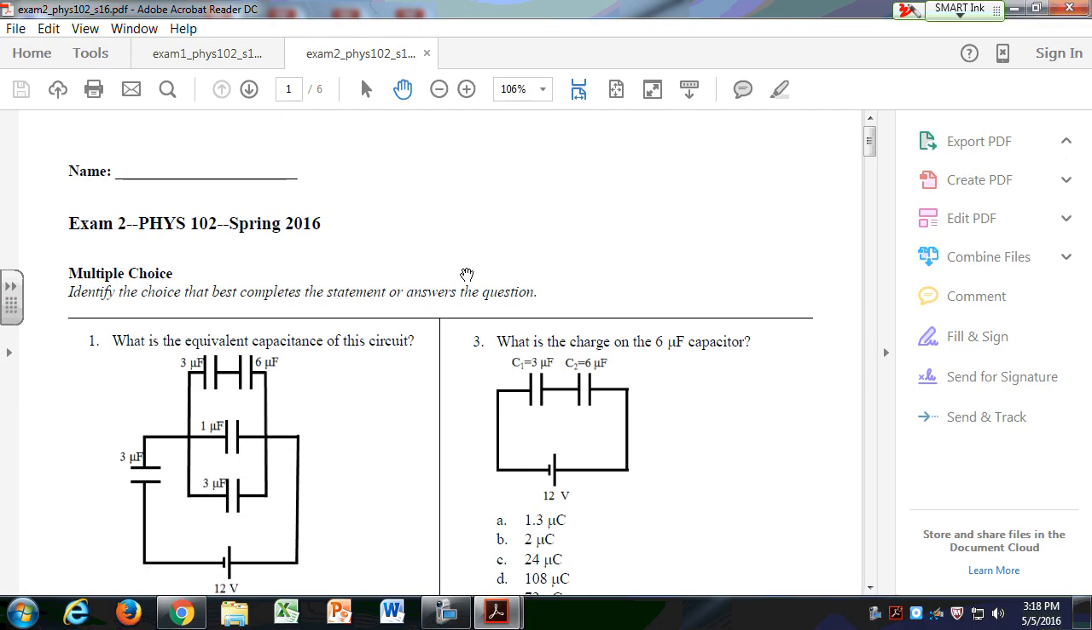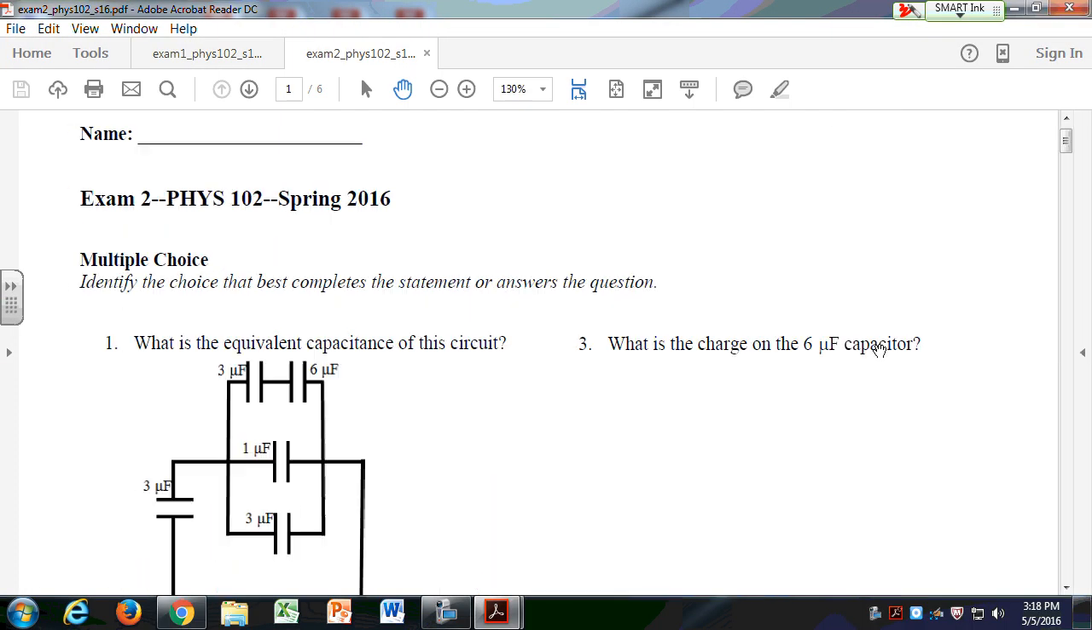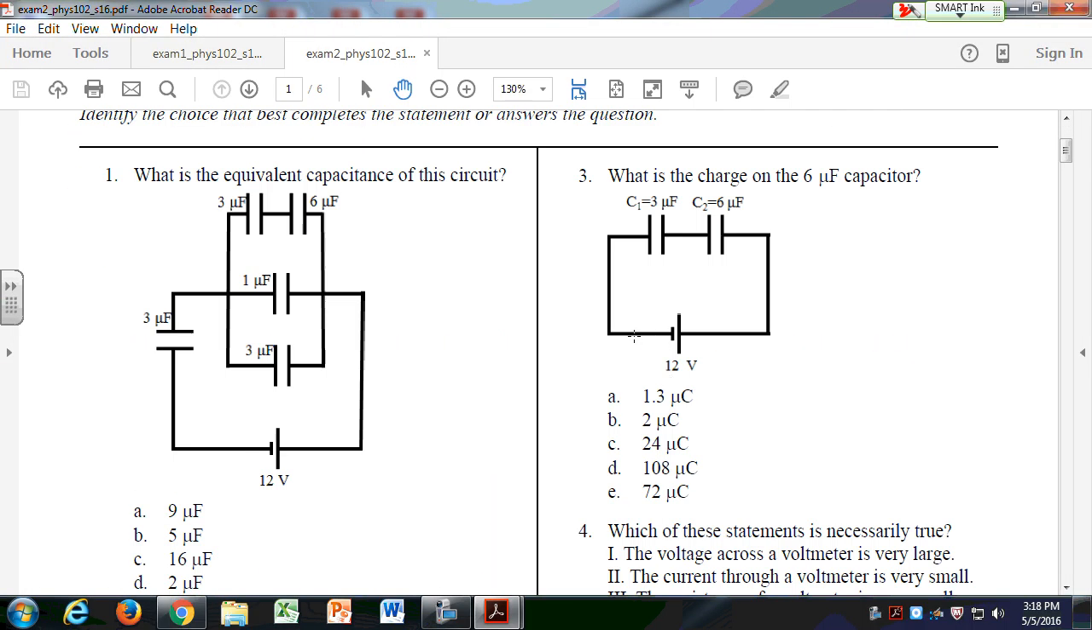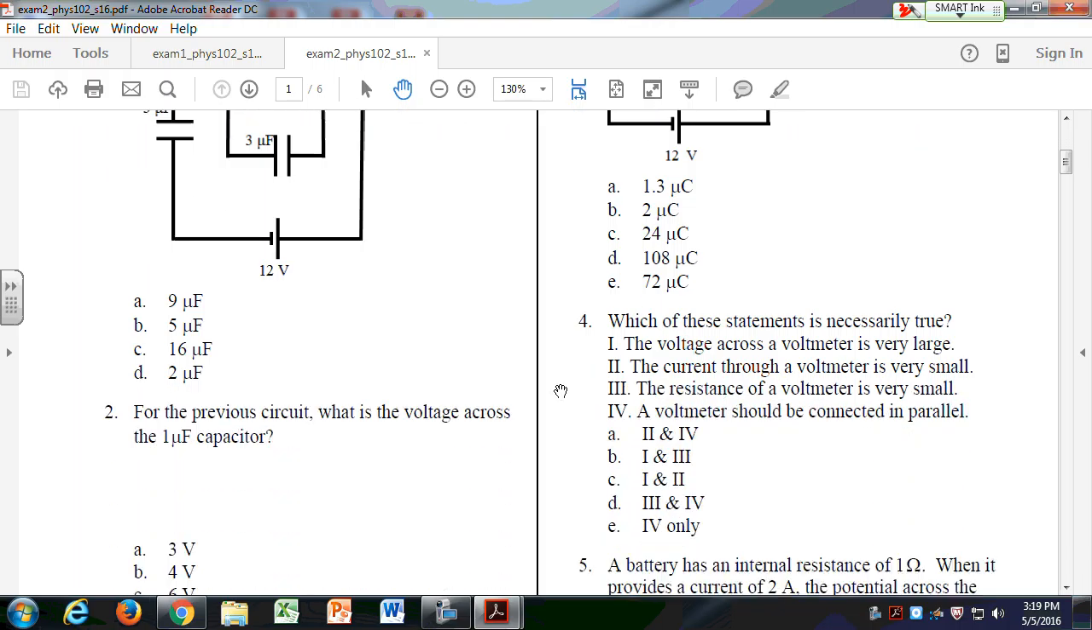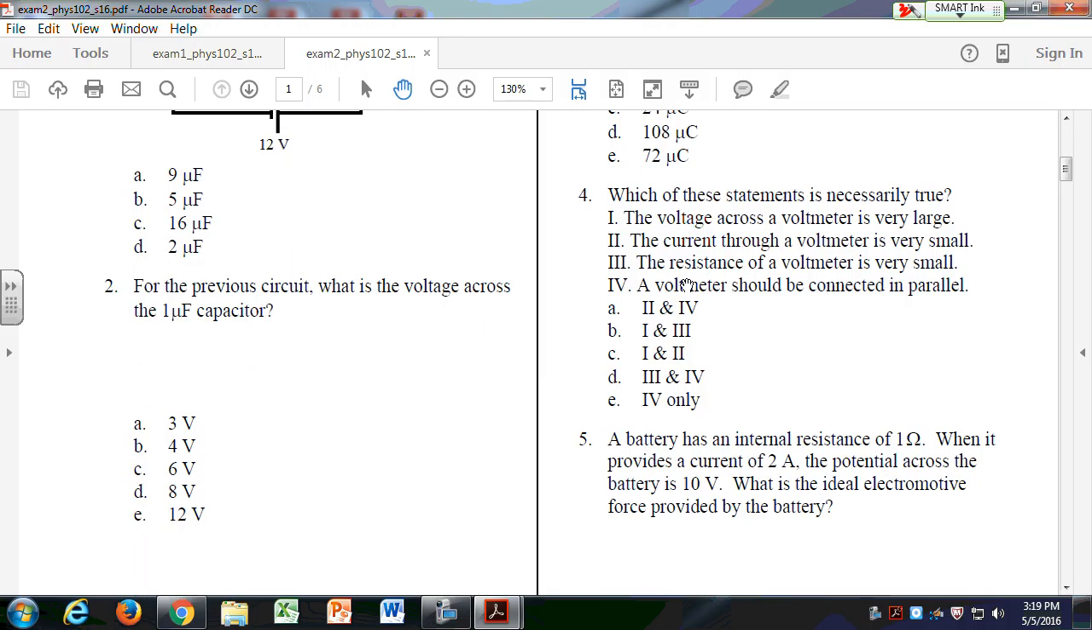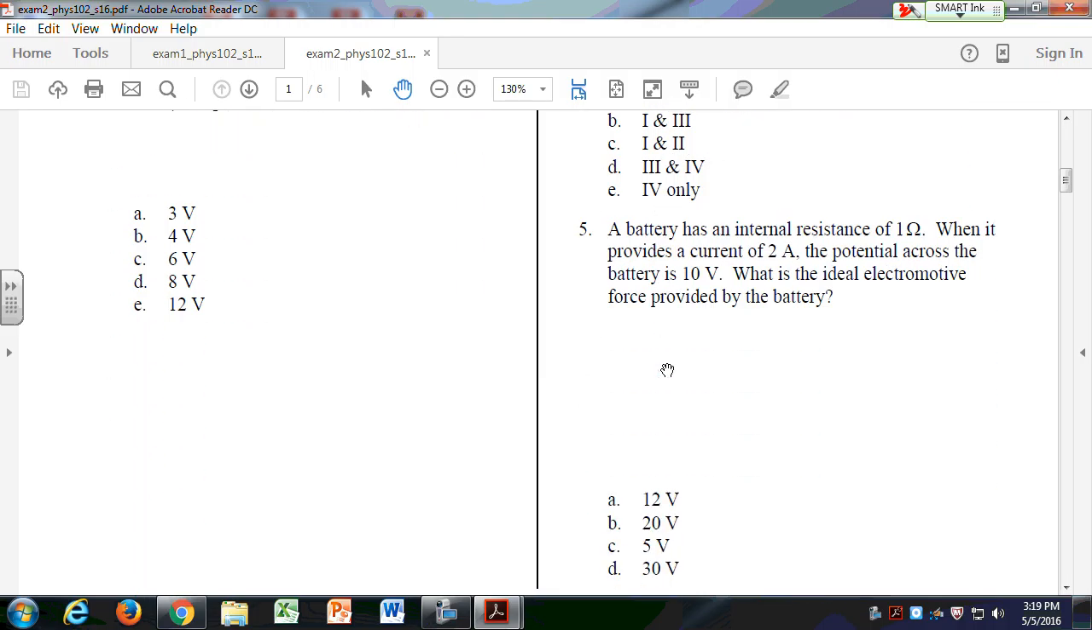On exam 2, we have capacitor circuits. You'll see capacitor circuits and resistor circuits. We have 3 different types: the combination capacitor, the combination resistor, and then the multi-loop circuits. I think you have all 3 of those on there. So circuits, the basics of your voltmeter and ammeter, Ohm's law.